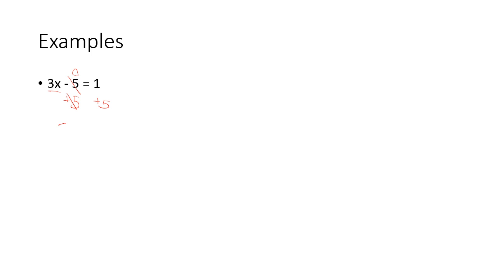Then we'll have 3x equals 6. We divide both sides by the number next to the x, which in this case is 3. Any number over itself turns into a 1, and we don't write the 1. 6 divided by 3 is 2. Good job.